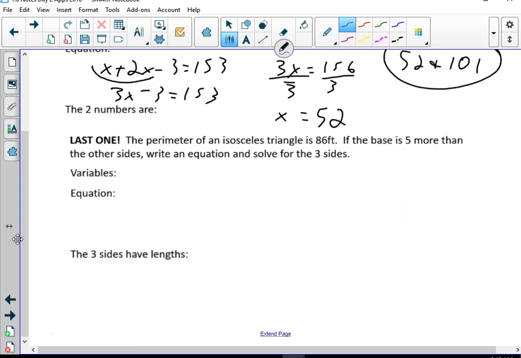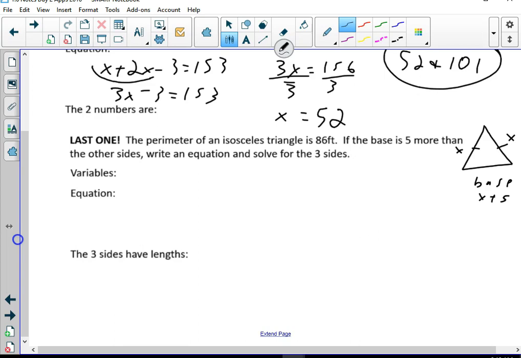Last one. The perimeter of an isosceles triangle is 86 feet. Do you remember what isosceles means? Isosceles means two equal sides. That's why it helps to draw a picture. The base is 5 more than the other sides. Do we know what the other sides are? We just know they're equal, right? So the base is 5 more than that.